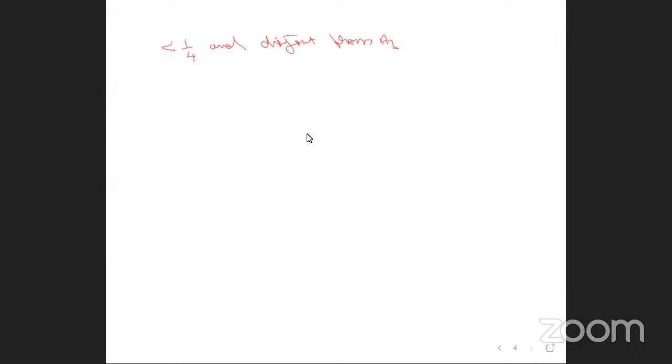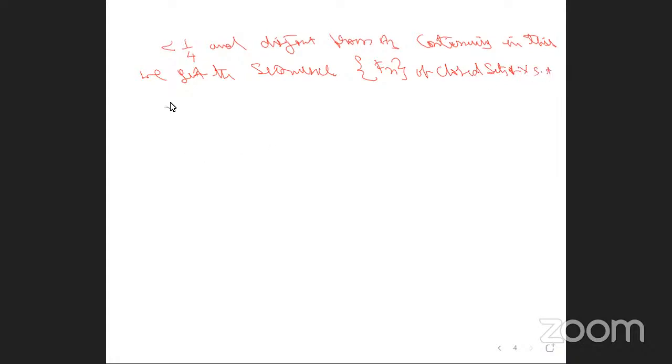Continuing in this way, we get the sequence Fn of closed sets of X such that d(Fn) tends to 0. Here d(Fn) denotes the diameter of Fn.